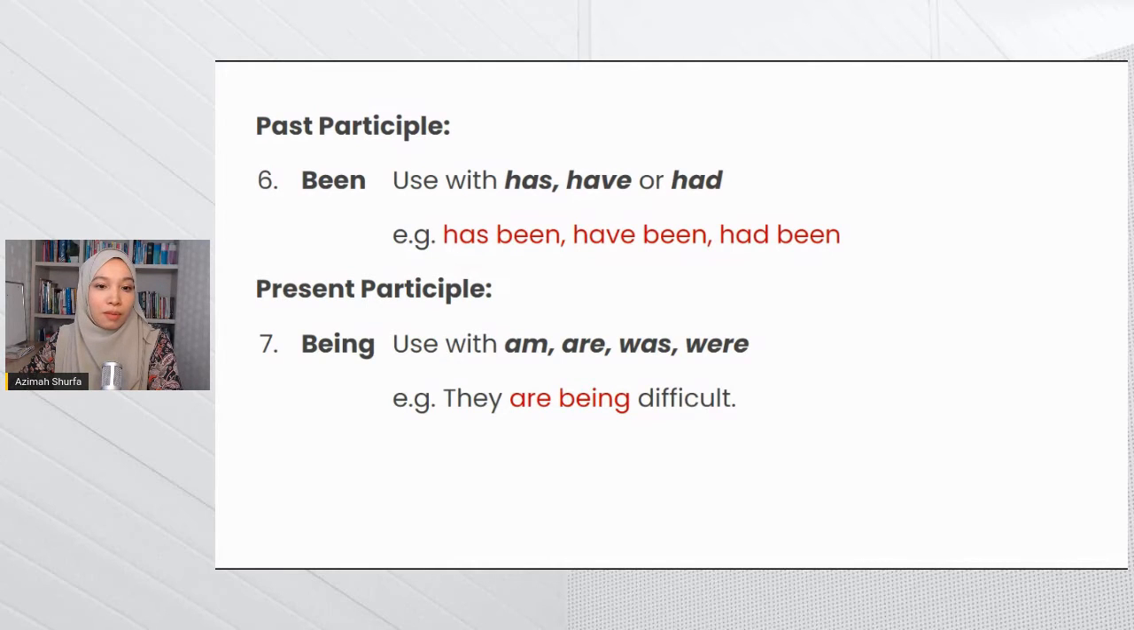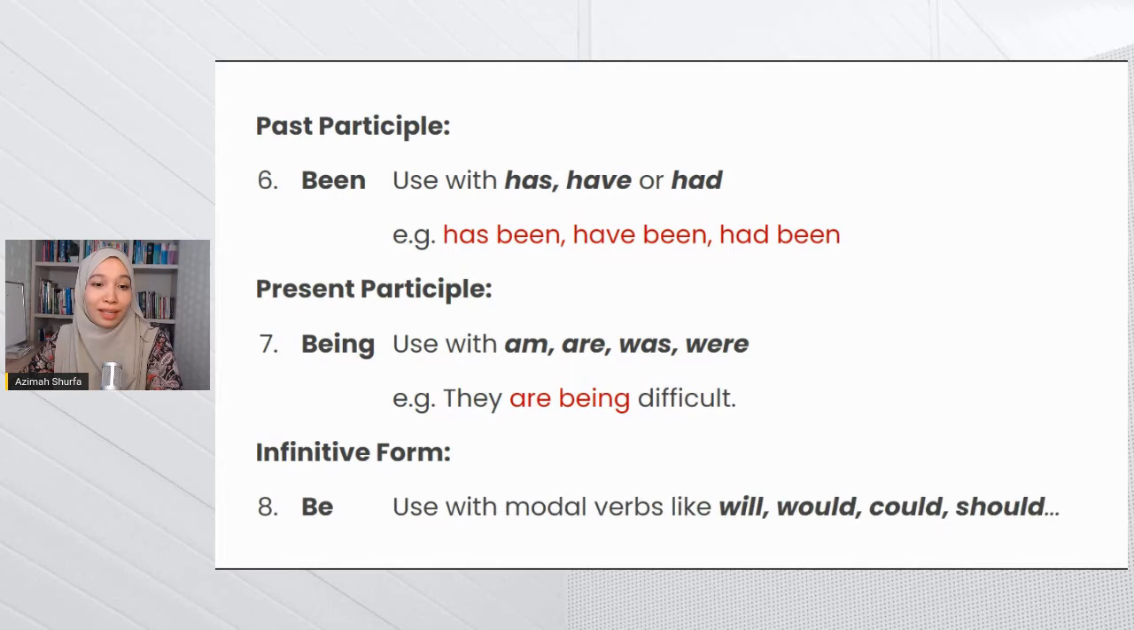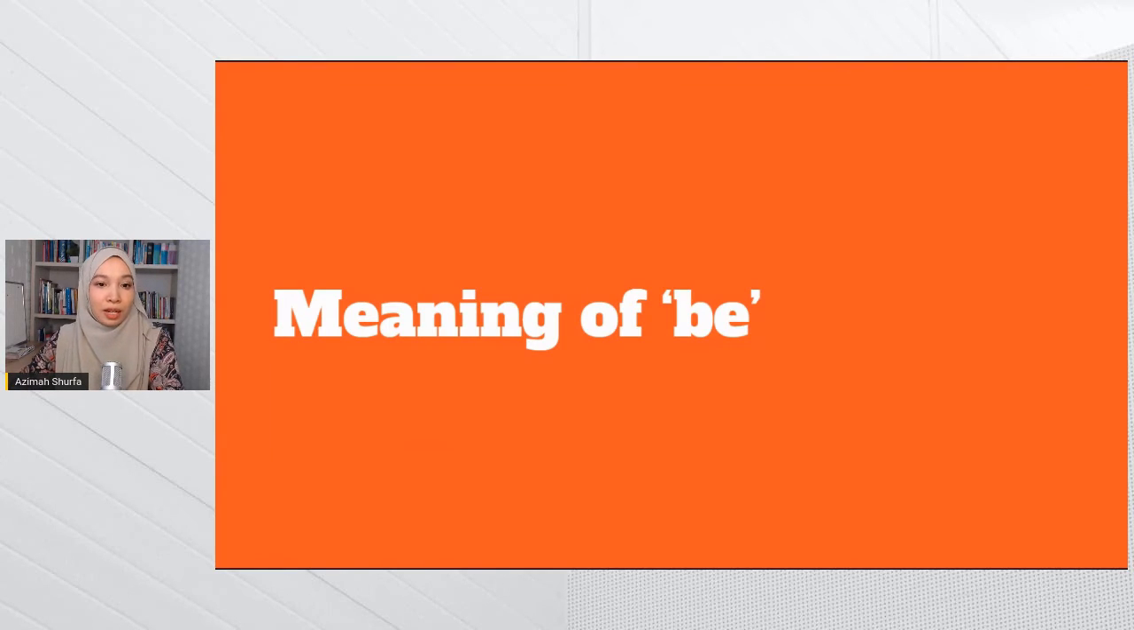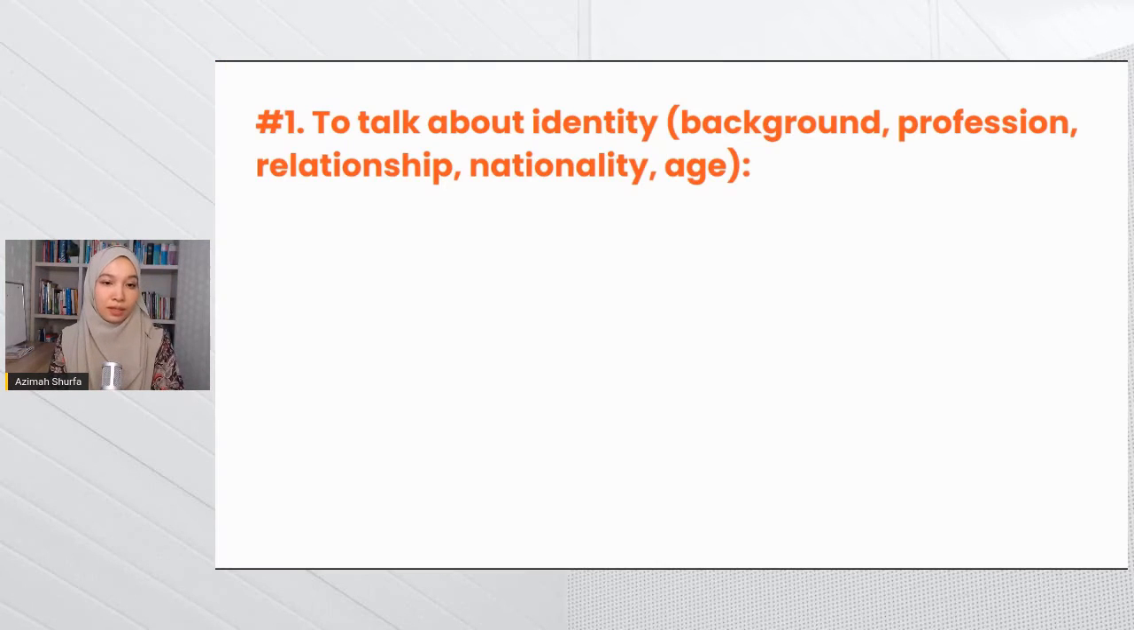And they are being difficult is an example. And then the last one is the infinitive form, which is be by itself. And be is used with modal verbs like will be, would be, could be, should be. Okay, so 8 forms there. Clear, great. Now let's take a look at some meanings of be, right?